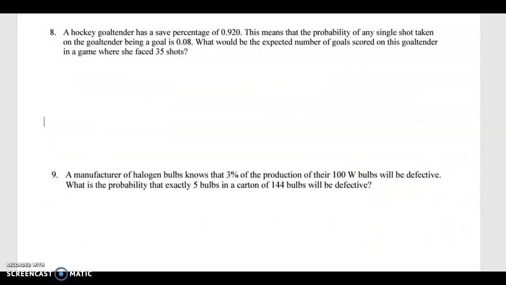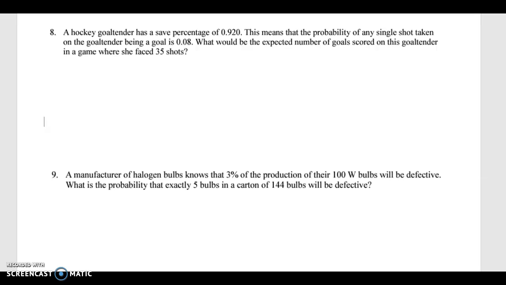Okay, we're going to do a few more with just a little bit of how you'd set this up if you had to do this. Now, a hockey goaltender has a save percentage of .920, so he saves 92% of the shots. What would be the expected number of goals scored on this goaltender in a game where she faced 35 shots?